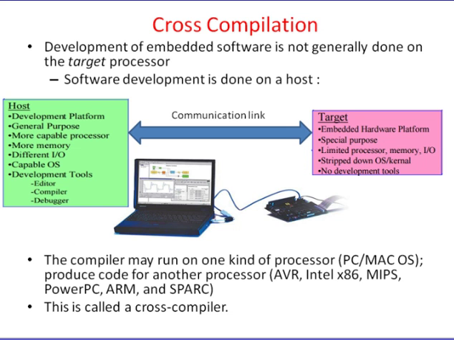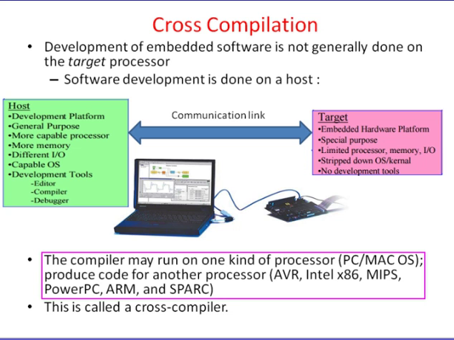A native compiler runs on a computer platform and produces code for that same computer platform. Whereas a cross compiler runs on one computer platform and produces code for another computer platform.